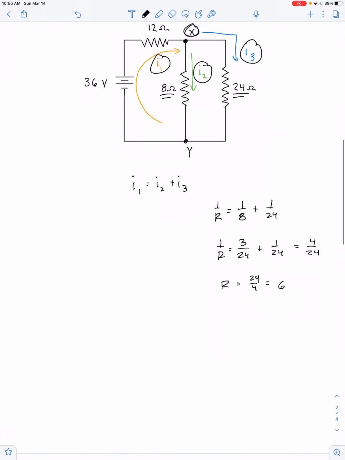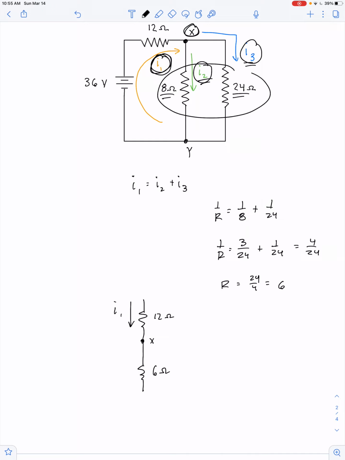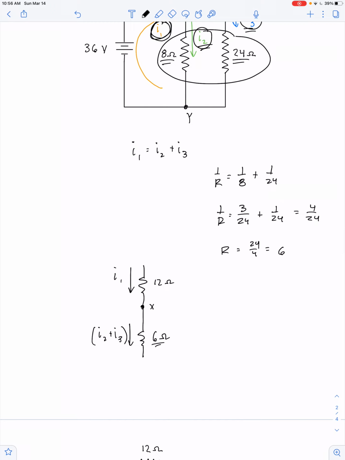So if I wanted, I could think of this as a 12 ohm resistor followed in series by 6 ohms of resistance. In other words, this current I1 is flowing into this junction at point X, and then it splits off into I2 and I3, but I'm combining those two resistors as one. So this is I2 plus I3 combined. Okay, the equivalent resistance of a 12 ohm resistor and a 6 ohm resistor in series is 18 ohms.